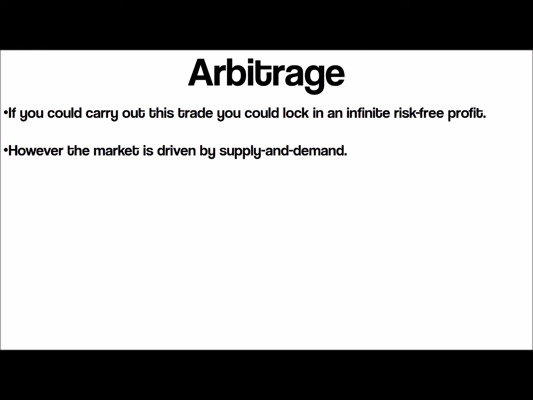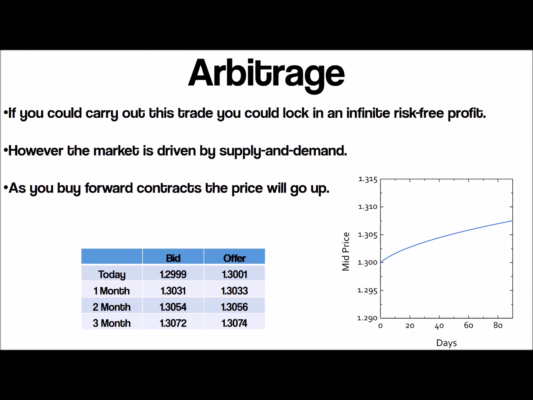The market is driven by supply and demand, so forwards and futures will trade according to supply and demand. So the price will not be 1.3. The price that forwards and futures trade at is determined by where people are willing to buy and sell them. As you buy forward contracts, and you continue to do so because this arbitrage opportunity exists, and arbitrage, by the way, is a term used to describe a risk-free profit, you'll push the price up because there'll be more buyers than sellers, and that's just the way the market works.